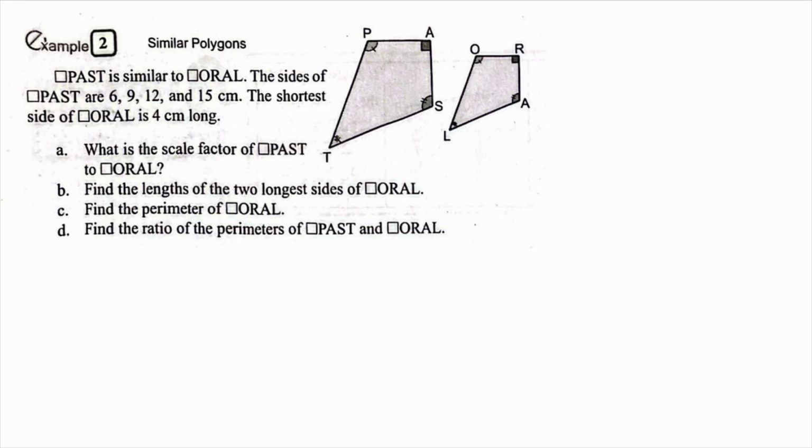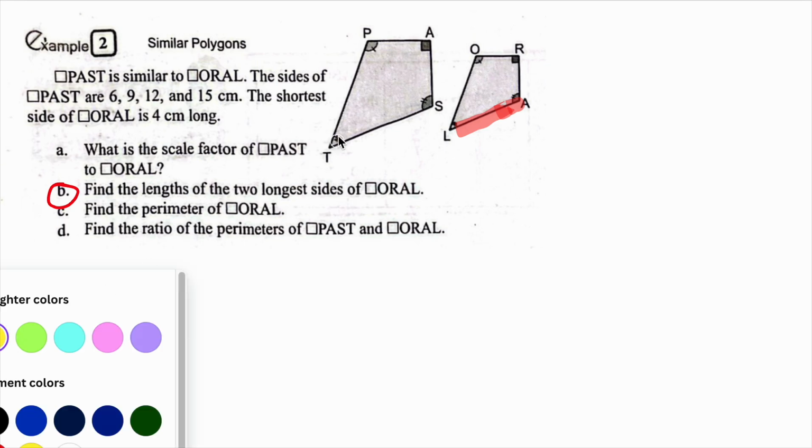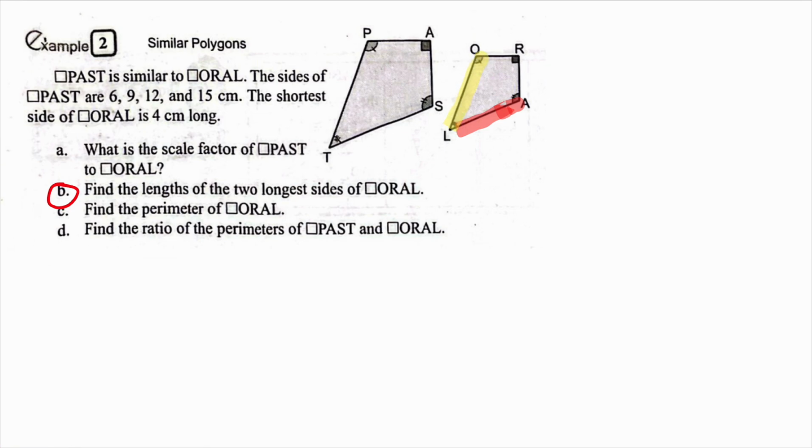Now the next question, let me change my color. For letter B, let us find the lengths of the two longest sides of this ORAL polygon. The two longest sides of ORAL are AL, this one is the first longest side, and another longest side here, which is LO. So how can we find that?